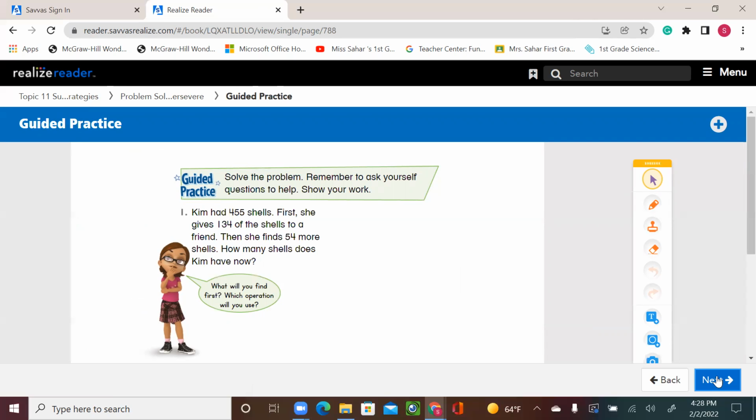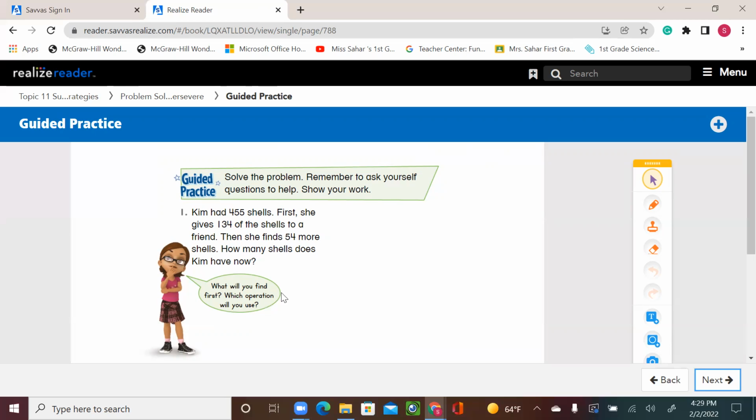All right. Solve the problem. Remember to ask yourself a question, and that's very important. What do we have and what am I looking for? Kim had 455 shells. So she had this amount of shells. First, she gives 134 of the shells to a friend. So she doesn't have 455 now. She first had that, but then she gave this amount to her friend. Then she finds 54 more shells. How many shells does Kim have now? What will you find first? Which operation will you use first?